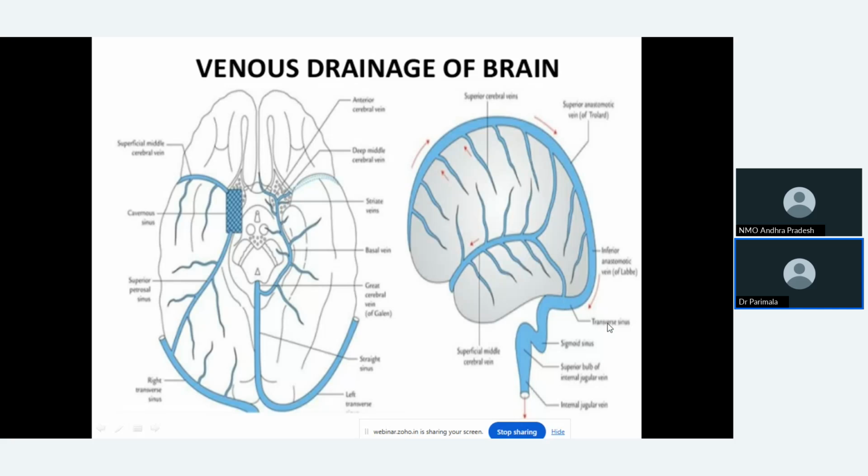The transverse sinus is continuous, on the right side the right transverse sinus, with the sigmoid sinus, and then it continues as the internal jugular vein. That means the venous return from the brain ultimately drains downwards into the internal jugular vein. Finally, the internal jugular vein will join the subclavian vein and form the brachiocephalic vein to open into the superior vena cava. Just for completion, I am saying all these things.